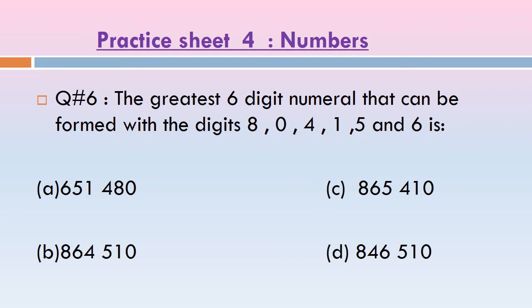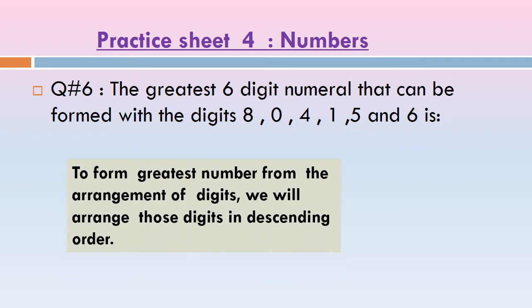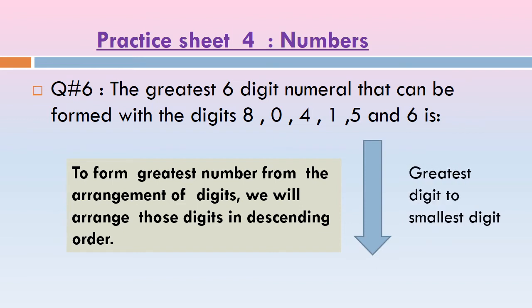Question number 6 is the greatest 6-digit number that can be formed with the digits 8, 0, 4, 1, 5 and 6 is. You have to make the greatest 6-digit number by combining these digits. So how can we do that? To form greatest number from the arrangement of digits, we will arrange those digits in descending order. We have to arrange these digits in descending order. And what is descending order? From the greatest digit to the smallest digit.